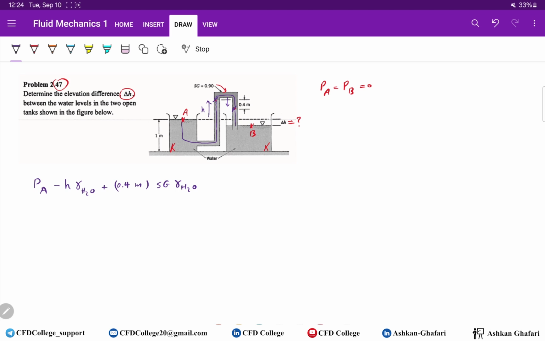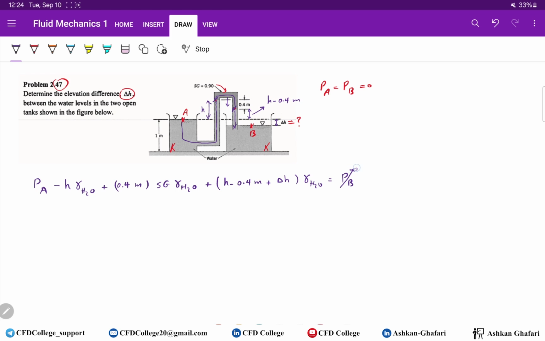Then keep moving, and now I'm here at point B. If this is H and this is 0.4 meters, here is H minus 0.4 meters. And here is delta H. So the movement is downward. I should add the pressure, and the amount is H minus 0.4 meters plus delta H, and the liquid is water. And then we reach point B.